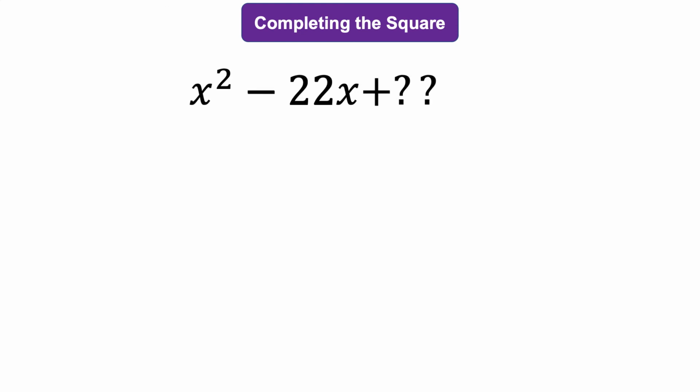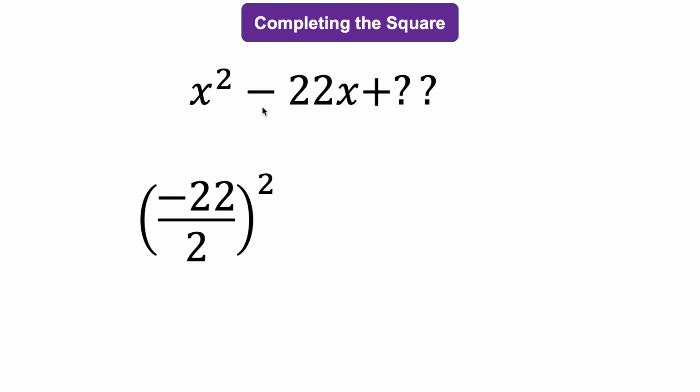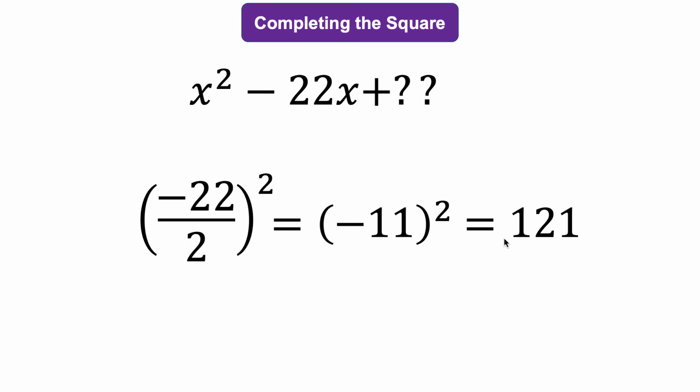All right, let's take a look at this one. Let's do one more example, and then your homework is basically going to be completing the square like these. This one is a little different. I have a negative 22. But basically, you still divide by 2 and square it. So I'm going to take my negative 22, divide that by 2, and then square it. Negative 22 divided by 2 is negative 11. Squared, negative 11 times negative 11 is positive 121.